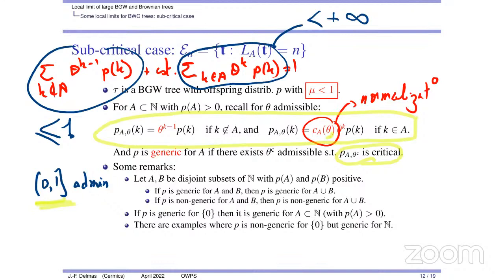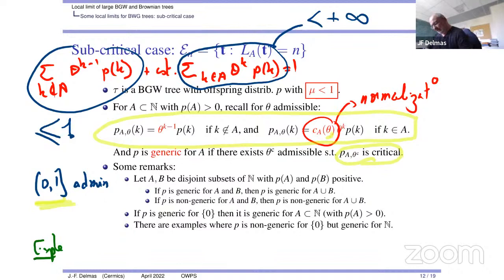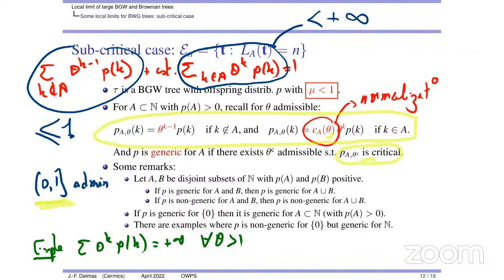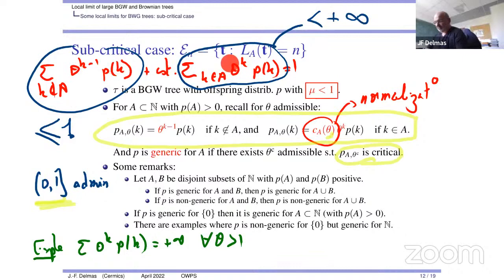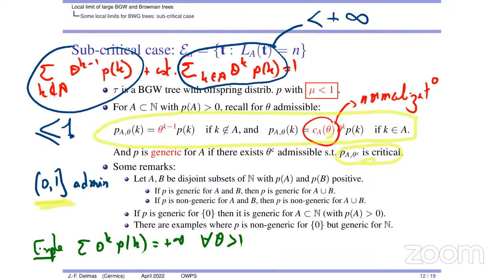And sorry, for the non-generic case, the G is finite. Can you again show us what is the non-generic case? Non-generic case, it is more. For example, assume that the sum of theta^k p_k is equal to plus infinity for all theta strictly larger than one. Then this condition or this condition, at least one of them is not satisfied. So in this case, all the sets are non-generic.